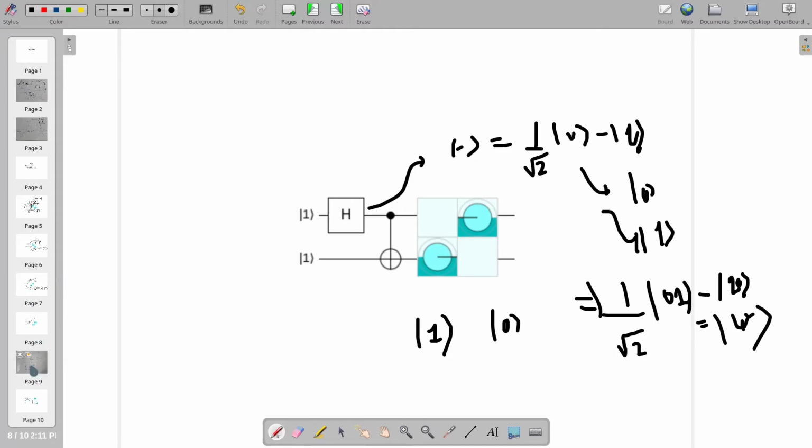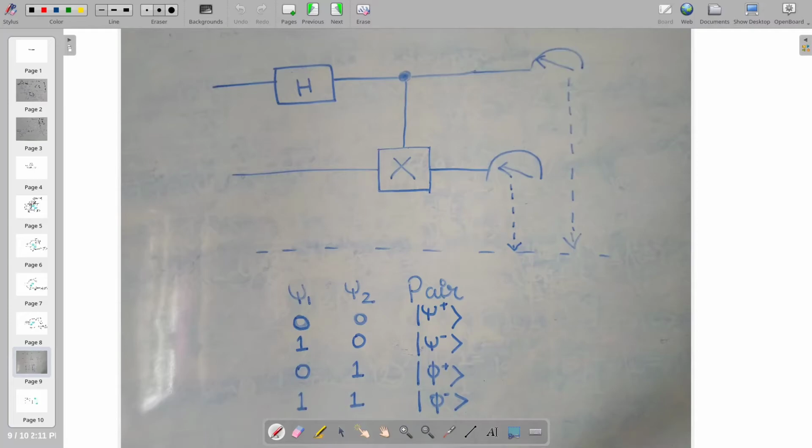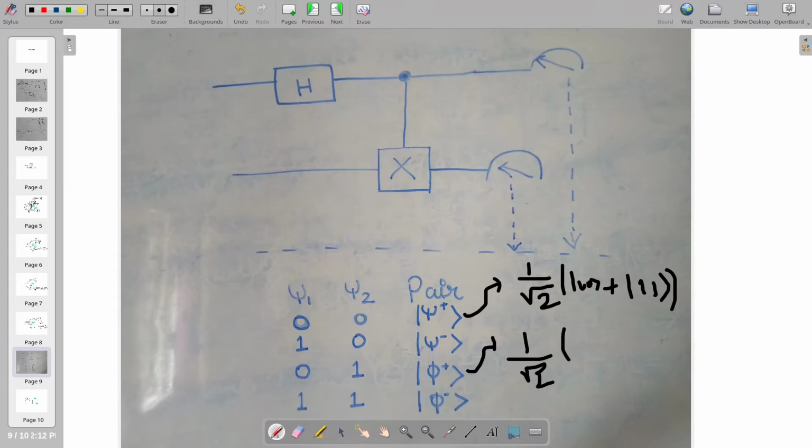All of these can be easily summed up by this diagram, which is nothing but the circuit we have been studying. So according to the input we get a particular pair. Here phi plus is basically showing the value 0 0 plus 1 1, and here psi plus is nothing but 1 by under root 2 (0 1 plus 1 0). So this is everything you should know about the Bell pair, which is nothing but a 2-qubit entangled pair.